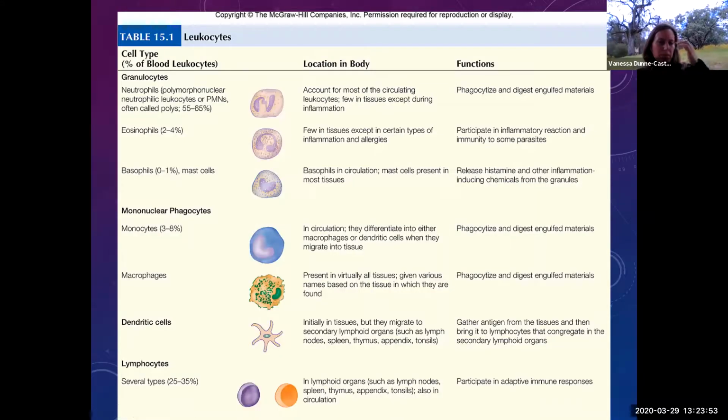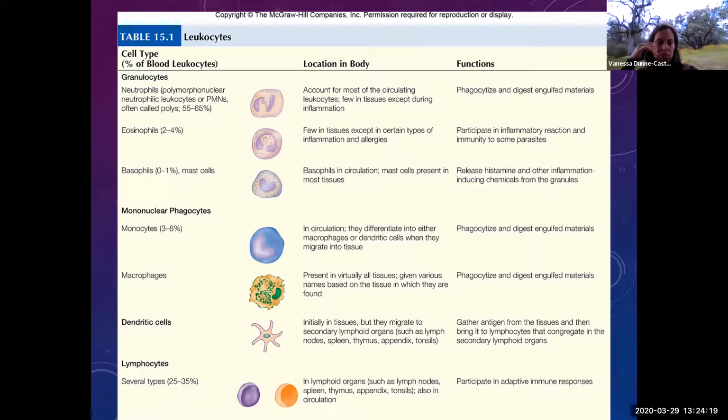This is a table from a previous version of your textbook. I like this one because it does include those percentages. So as mentioned, the neutrophils are the highest percentage of all white blood cells that are produced under steady state conditions, almost 60%, give or take 5%, of all your white blood cells. Eosinophils and basophils and mast cells are sort of the lowest numbers there.